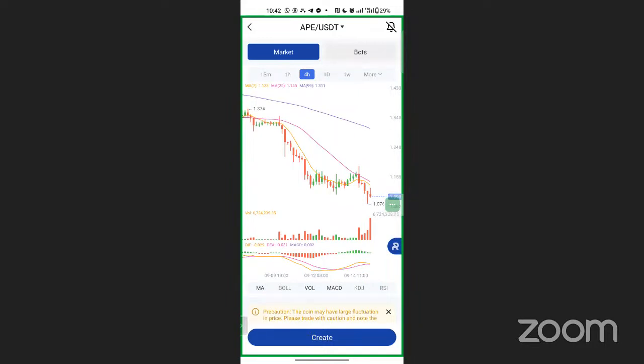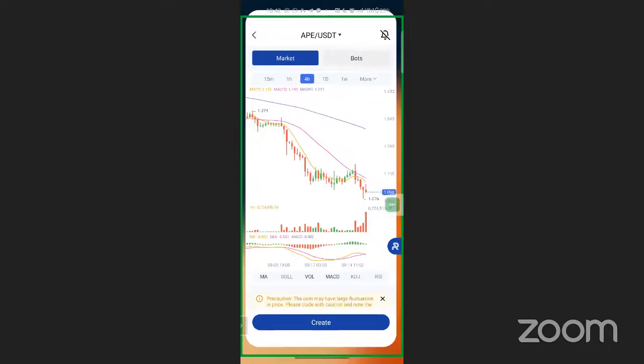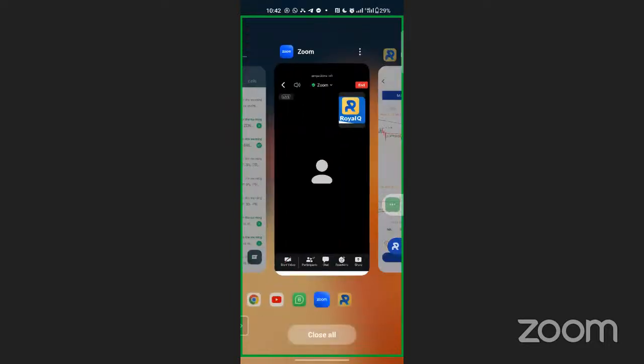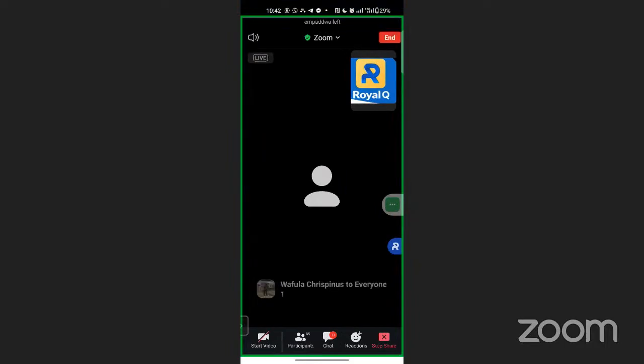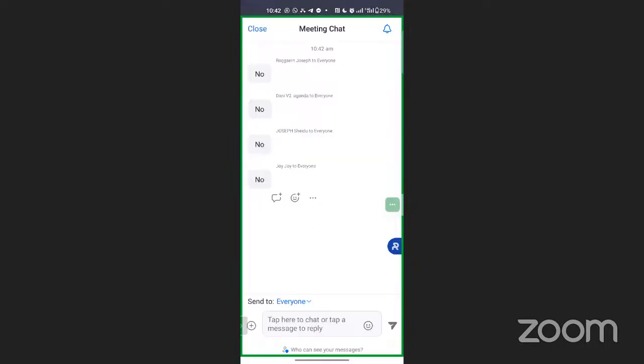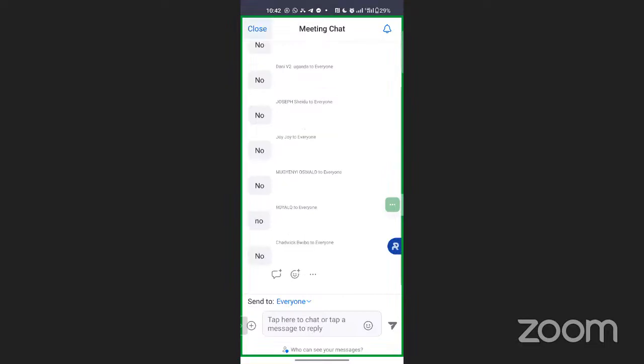It's the most negative coin in the 4-hour time frame. Does ape qualify to be traded now? Give me an answer in the chat. It is the second most negative coin. Does ape qualify to be traded? Beautiful. We move. Let's go to another most negative coin.